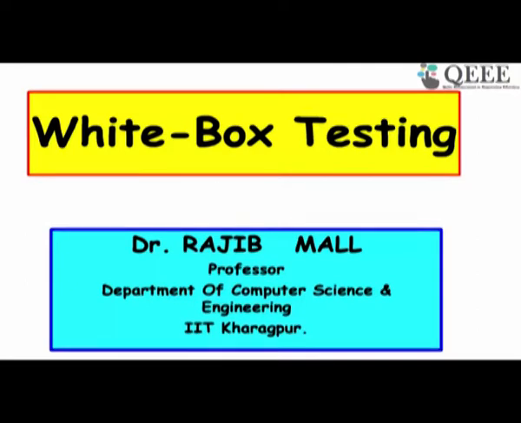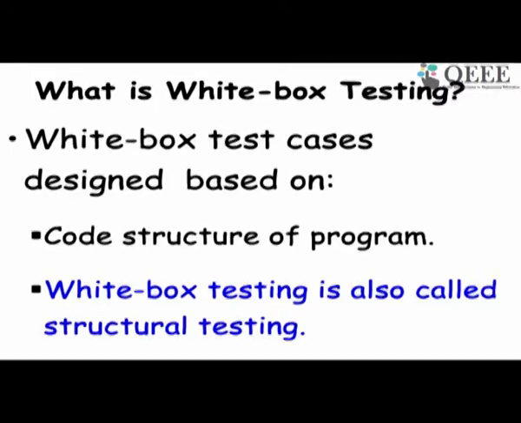Now let's look at the white box testing. So far we have been looking at black box testing. Let's look at the white box test techniques. As we discussed earlier, in black box testing we don't need the code. We just need the functional description or the specification. On the other hand, in white box testing we don't need the specification. We just need the code.